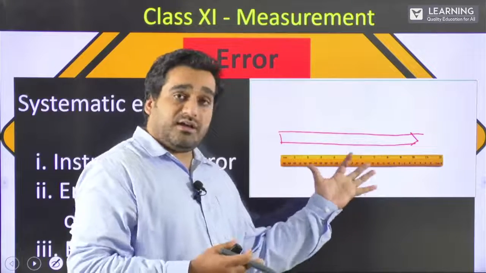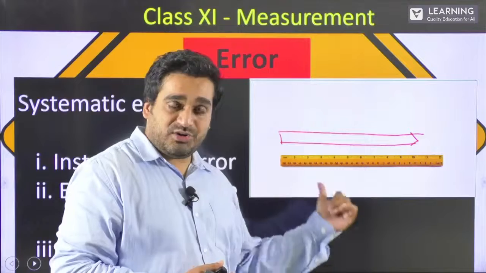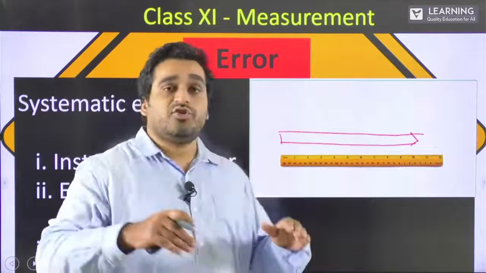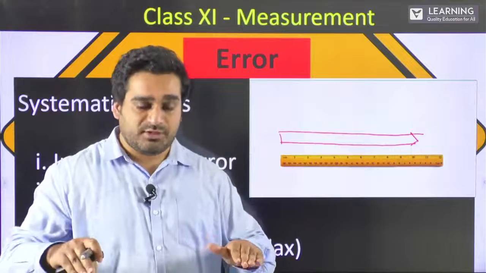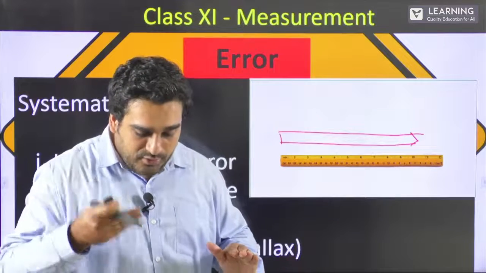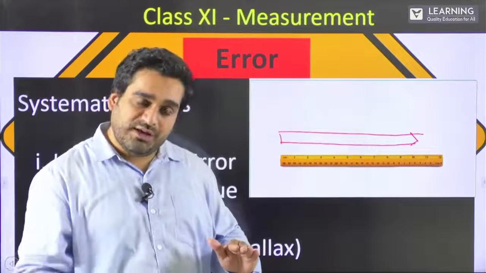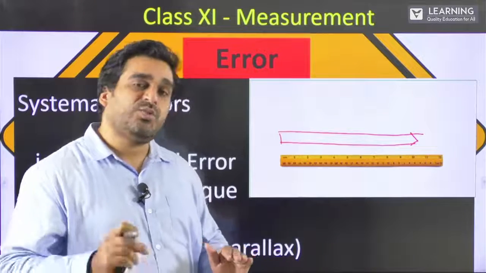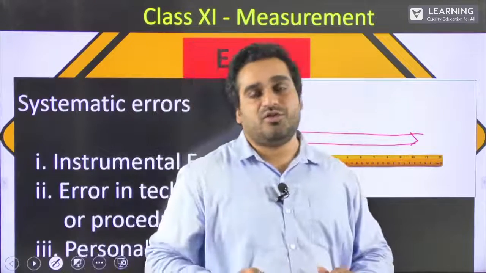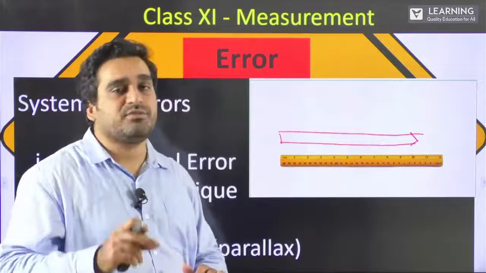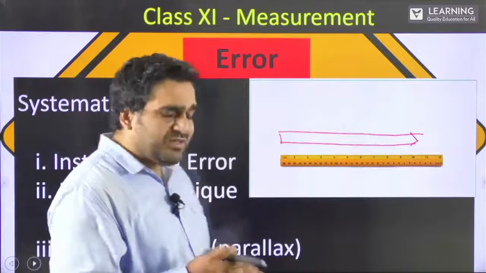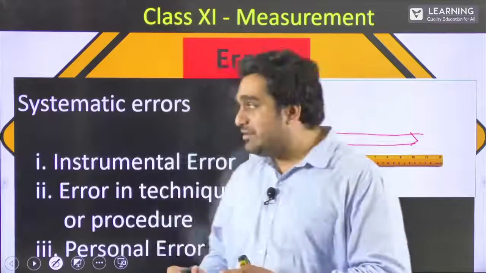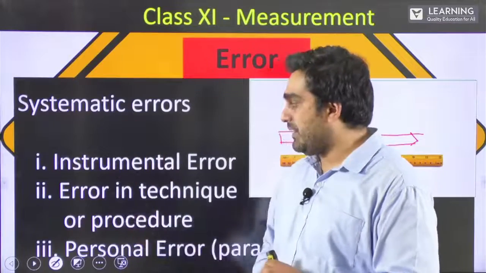So how do you make an actual measurement? The right method is to place the scale close to the object. When you're making the measurement, always look straight at the value on the scale. That will give you the true measurement of the given object. So these are the various errors under systematic errors.